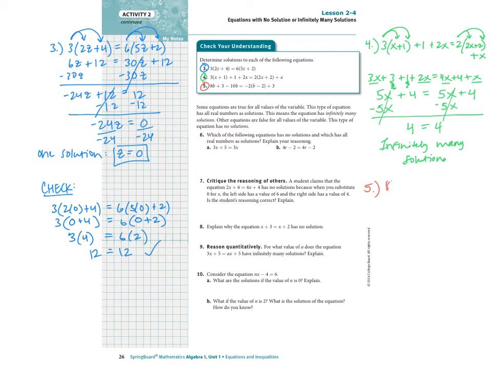We're going to go ahead and write number 5 down. It should be 8b plus 3 minus 10b equals 2 times b minus 2 plus 3. This time we only have to use the distributive property on one side.